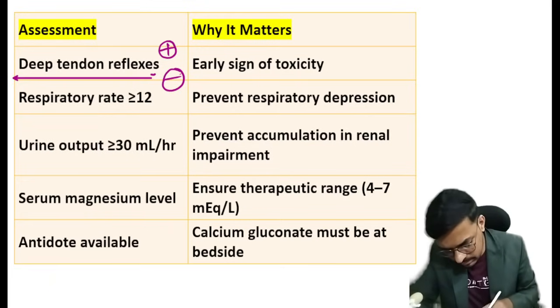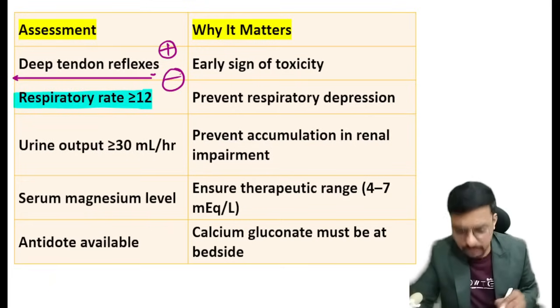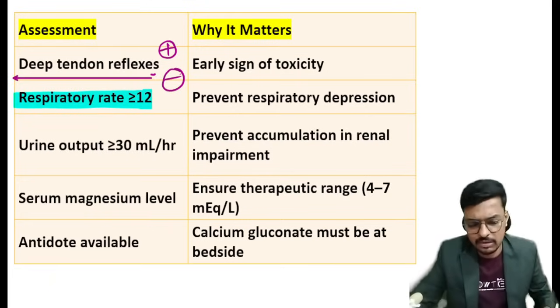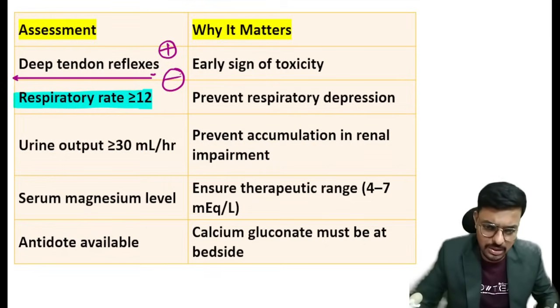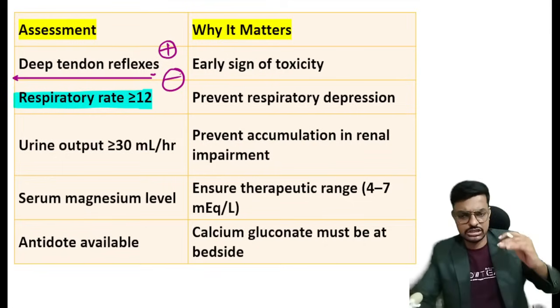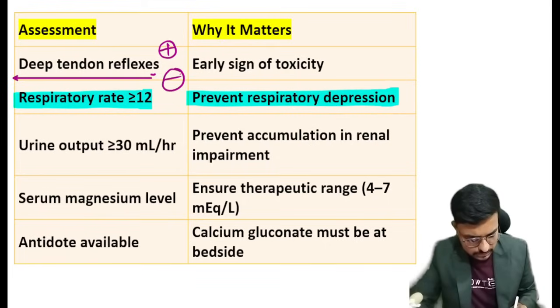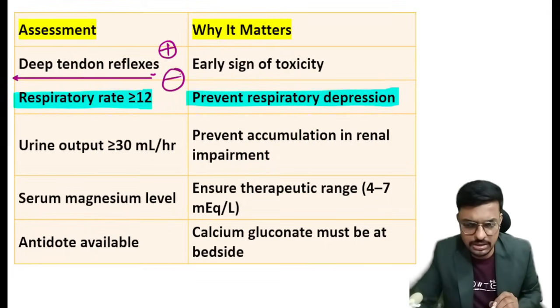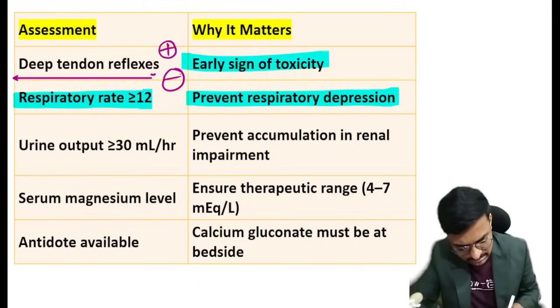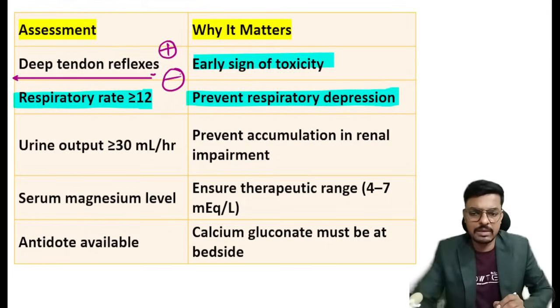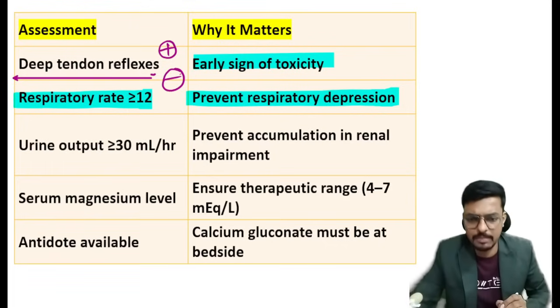Then along with that, we will monitor the respiratory rate. If it is above 12 breaths per minute, give the MgSO4 injection. If it is less than 12, hold the MgSO4 injection for the next 4 hours. Why? Because we want to prevent respiratory depression here, right? So I need to monitor the deep tendon reflex. This is the earliest clinical sign of MgSO4 toxicity. So please do remember all the golden words.